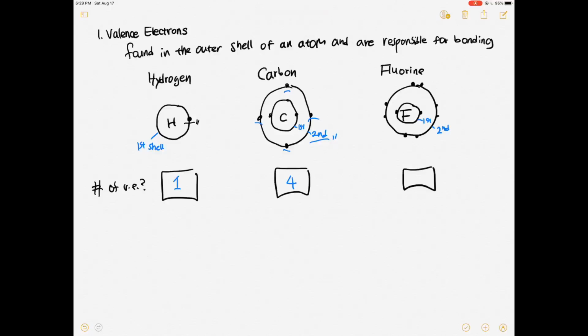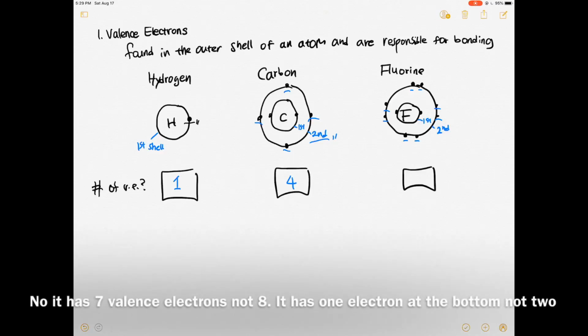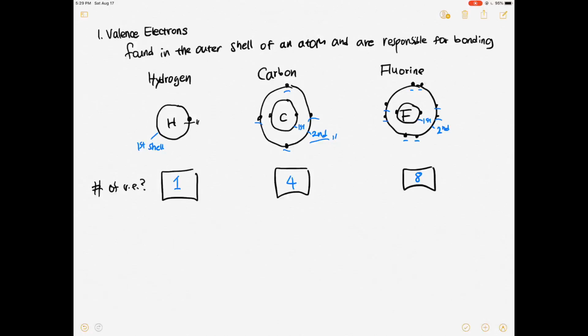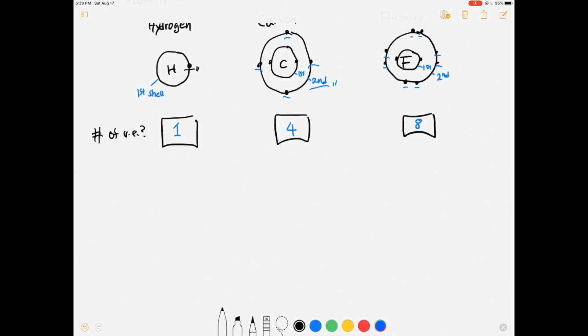Then for fluorine, you count the ones in the second shell, okay? So 1, 2, 3, 4, 5, 6, 7, 8. So you have 8 valence electrons in fluorine. Easy, right? Okay. Let's try this one.